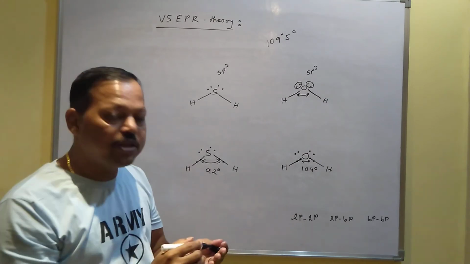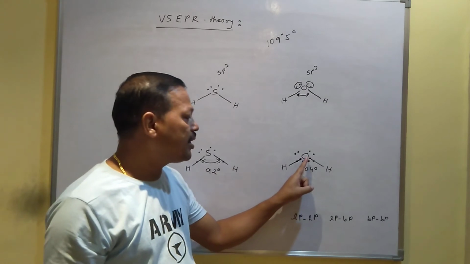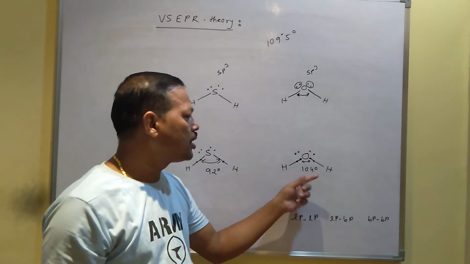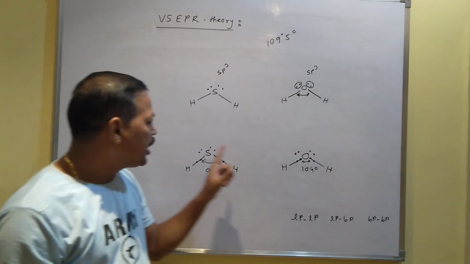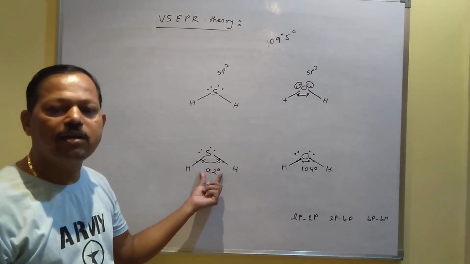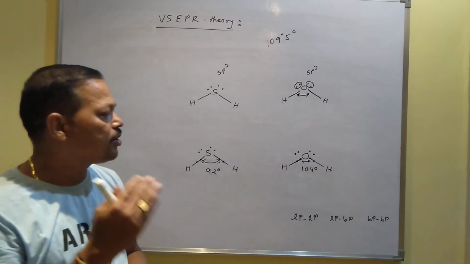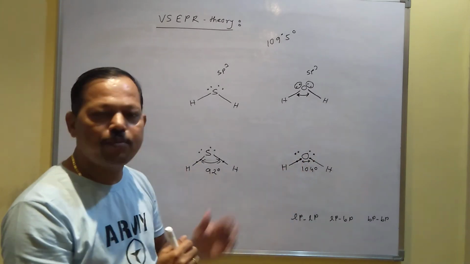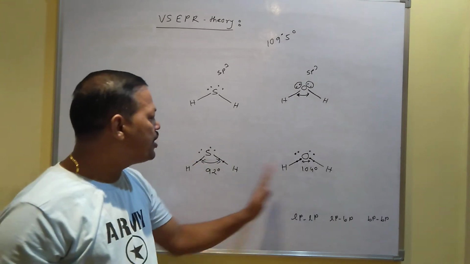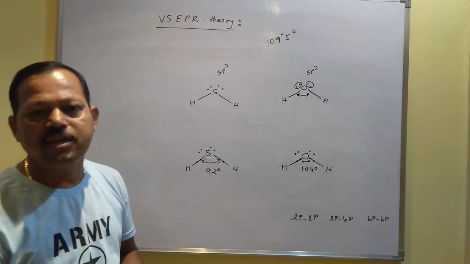So what is the conclusion? The conclusion is, if the electronegativity of the central atom is more, you will get a larger angle. If the electronegativity of the central atom is less, you will get a smaller angle. So it depends on the nature of the central atom also. It not only depends on the lone pair and bond pair, it depends on the nature of the central atom also. So although both the compounds are the same, their bond angles are not the same due to this electronegativity difference.